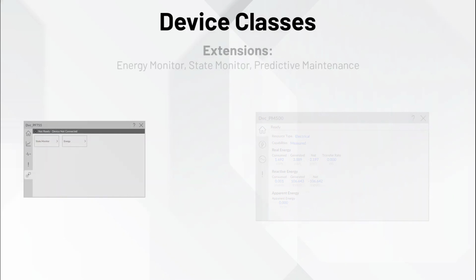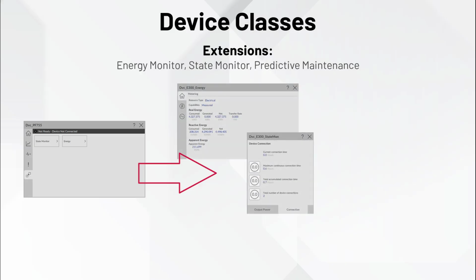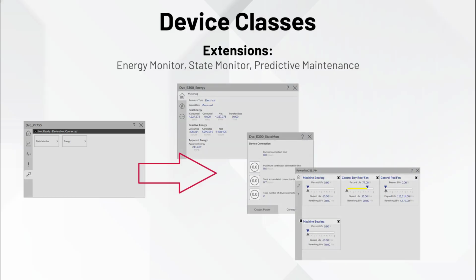And lastly, the Power Device Library includes extension objects which can be added optionally as navigation paths from the main device faceplate and show additional device information such as energy state statistics, like runtime and number of starts, or predictive maintenance indicators. Just note, these extensions are not available for View Designer.